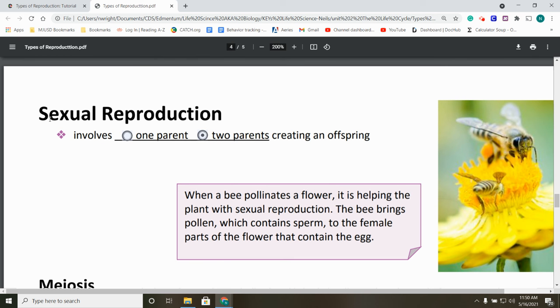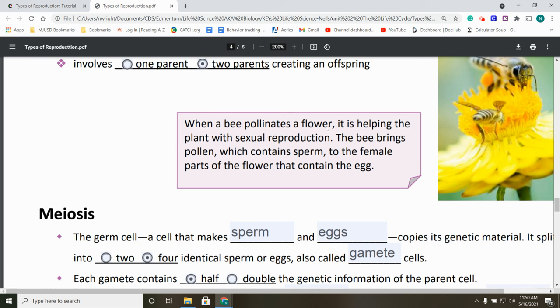Sexual reproduction. It involves two parents creating an offspring. So think of asexual as alone and sexual reproduction as two parents, with an S at the end. Creating an offspring. When a bee pollinates a flower, it is helping the plant with sexual reproduction. The bee brings pollen, which contains sperm, to the female parts of the flower that contain the egg.